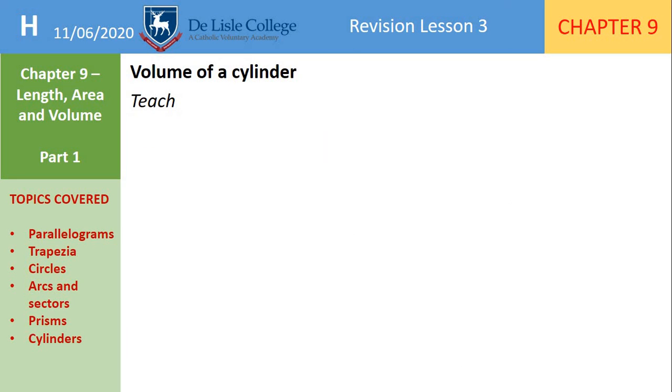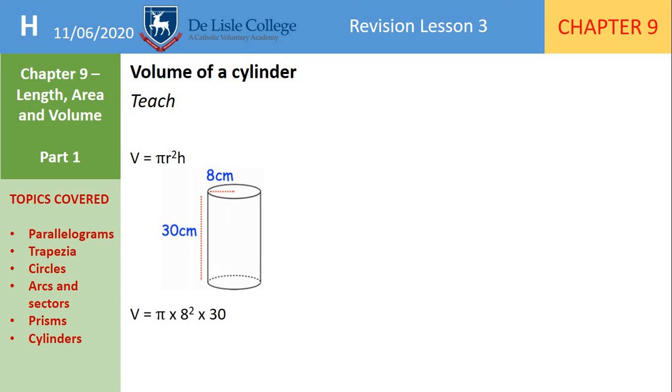Okay, let's have a reminder of the volume of a cylinder then. Because a cylinder is a circular prism, it's the area of the cross-section times the height. So pi r squared times height. So here is a cylinder. To calculate the volume, we're going to do pi times 8 squared times 30, which to 1 decimal place gives us 6,031.9 centimetres cubed.